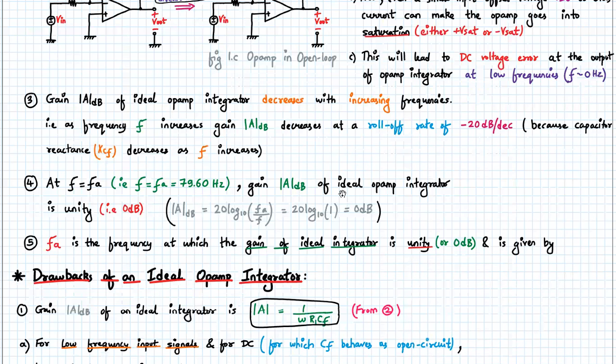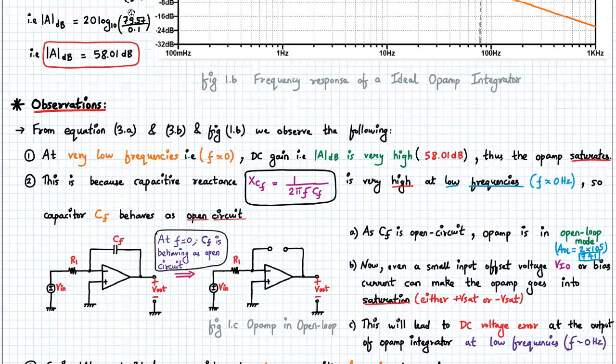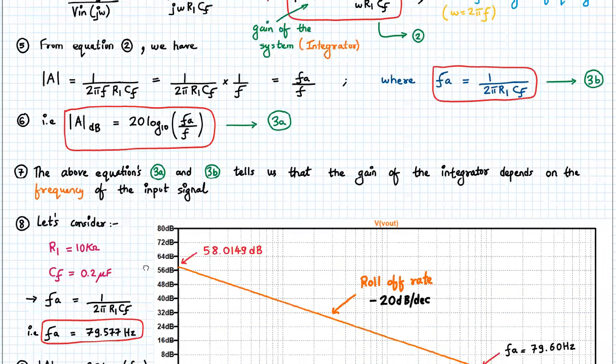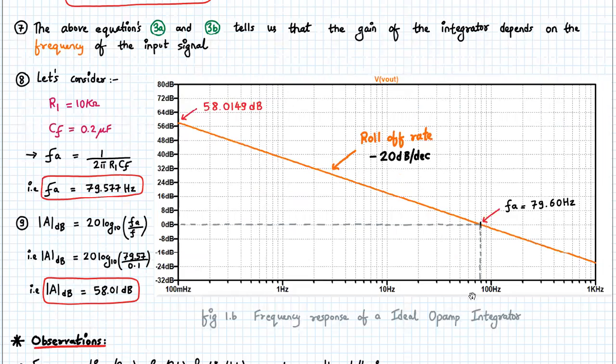Okay. Now, we have written over here, as the frequency increases, the gain decreases at a constant roll-off rate of minus 20 dB per decade. And this is because the capacitive reactance decreases as the frequency increases. Okay. Now, at F equal to Fa, in this formula of equation number 3a, if I substitute F equal to Fa, what will I get? 20 log to the base 10 of 1, which will come out to be 0 dB. Correct? So what it says is, at F equal to Fa, my gain of the integrator will be unity.